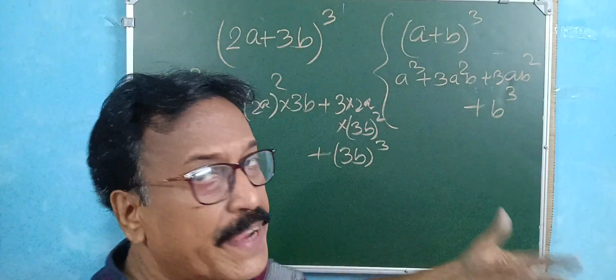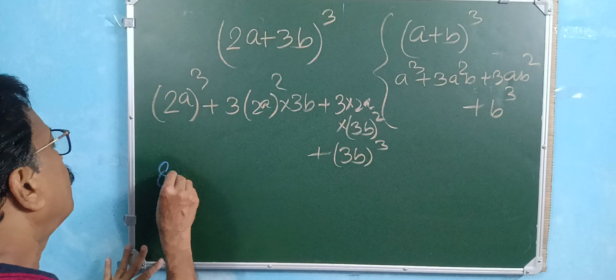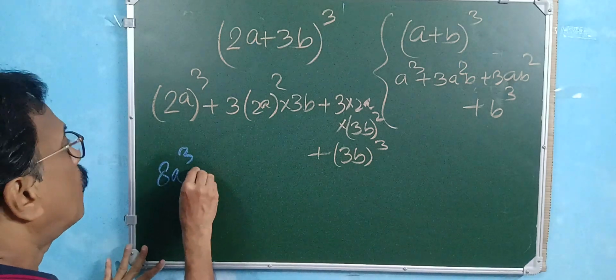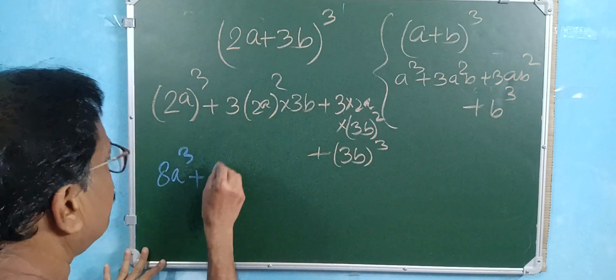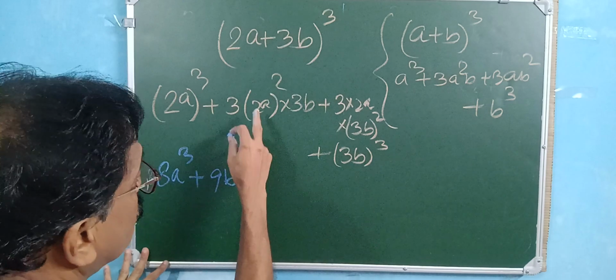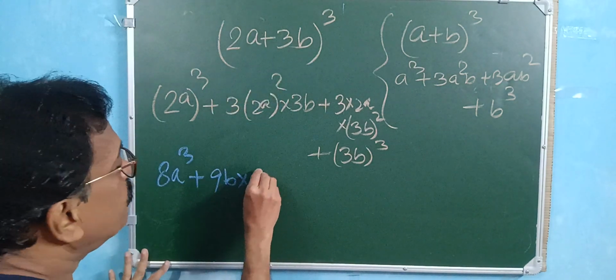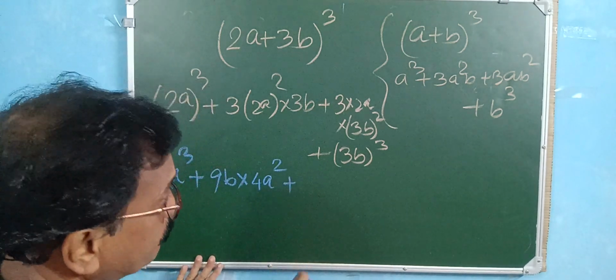So 2a cube, you know, 2a into 2a into 2a. So 2 2 is 4, 2 4 is 8a cube. Okay, no problem. Now first one, 3 3 is 9. Don't be confused. 3 3 is 9b. First you write 9b, and this is 2a whole square. 2a whole square means 4a square.